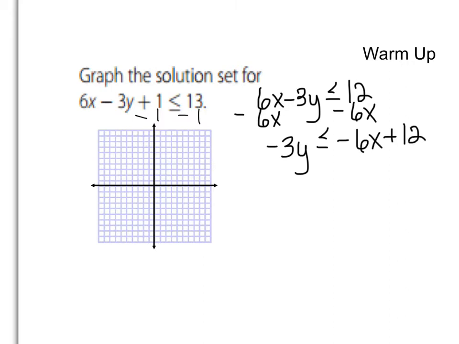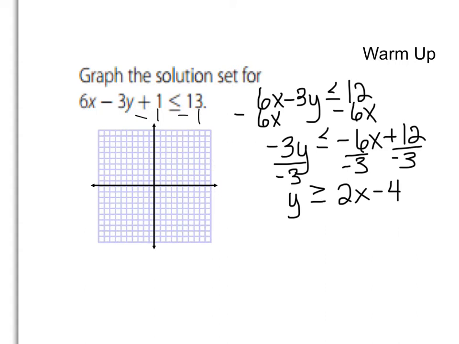Y is still not by itself yet, so our last step, you should have divided by negative 3. Hopefully warning bells were going off in your head. We said the words divide by a negative, which means we're going to take that inequality sign and flip it. Negative 6 divided by negative 3 is a positive 2x. 12 divided by negative 3 is a negative 4.